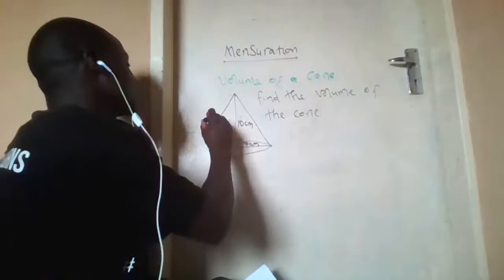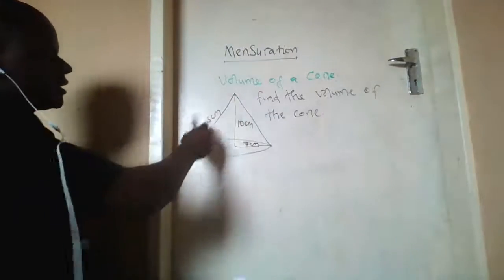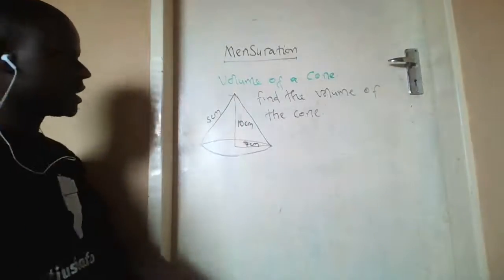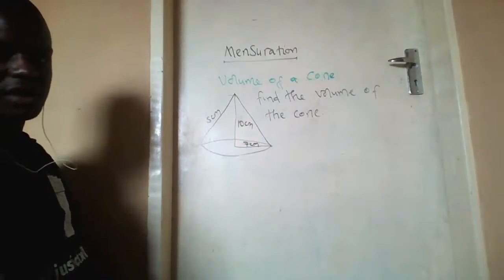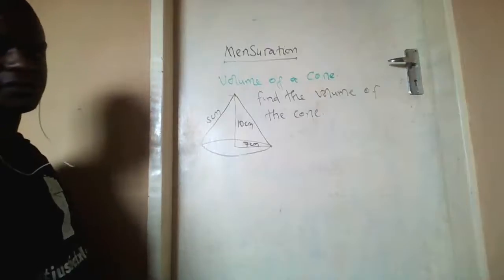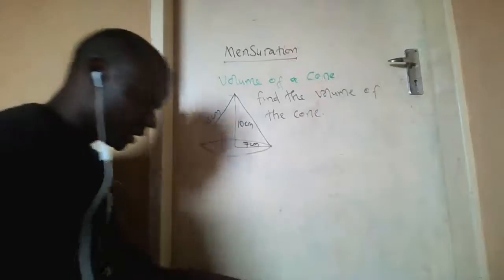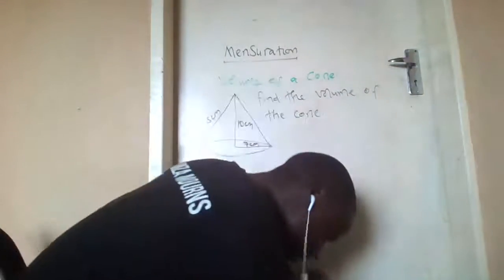Then the slant length is 5 centimeter. So we are told that the slant length is 5 centimeter, the radius is 7 centimeter, the height there is 10 centimeter. Now, how can we find the volume? Like I'd said, the volume of a cone is base area times height. So we're going to do this together.